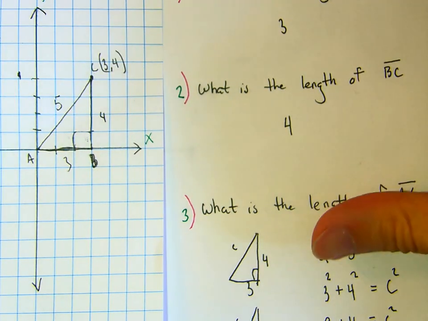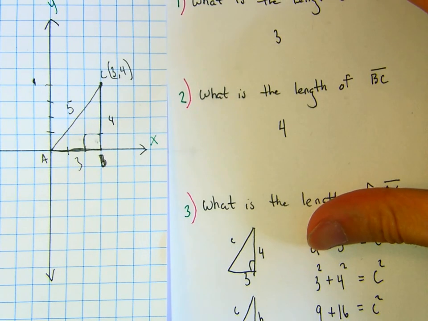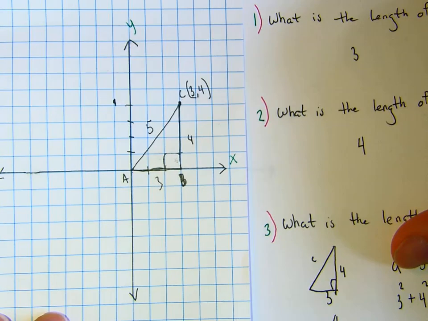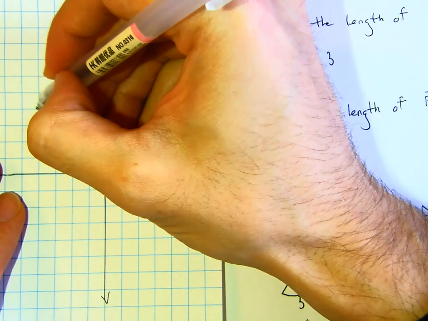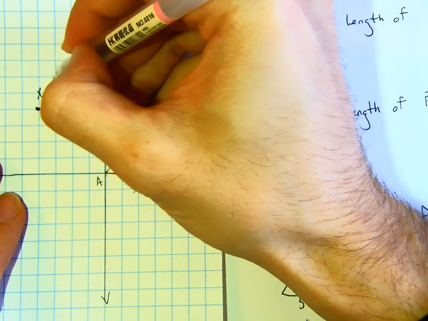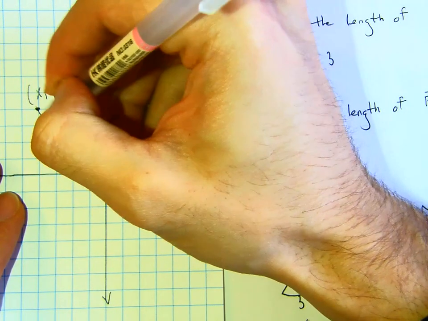So just a little summary, just so we're okay with this. Let's imagine if we have a point, let's say it's (x, y). Whatever that point (x, y) is, it could be anything.